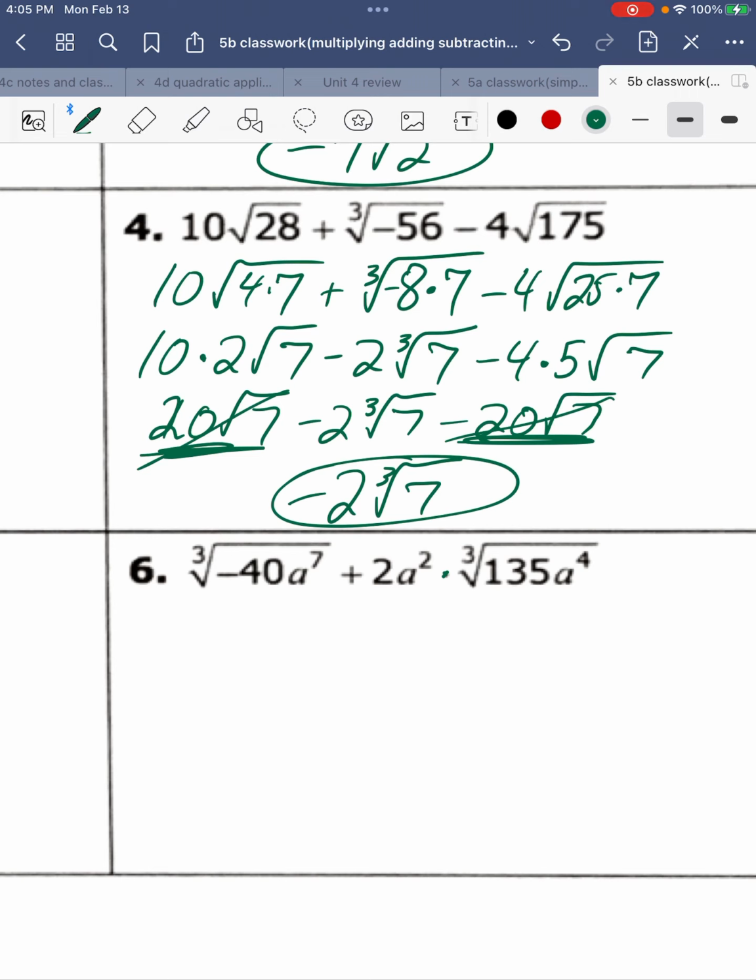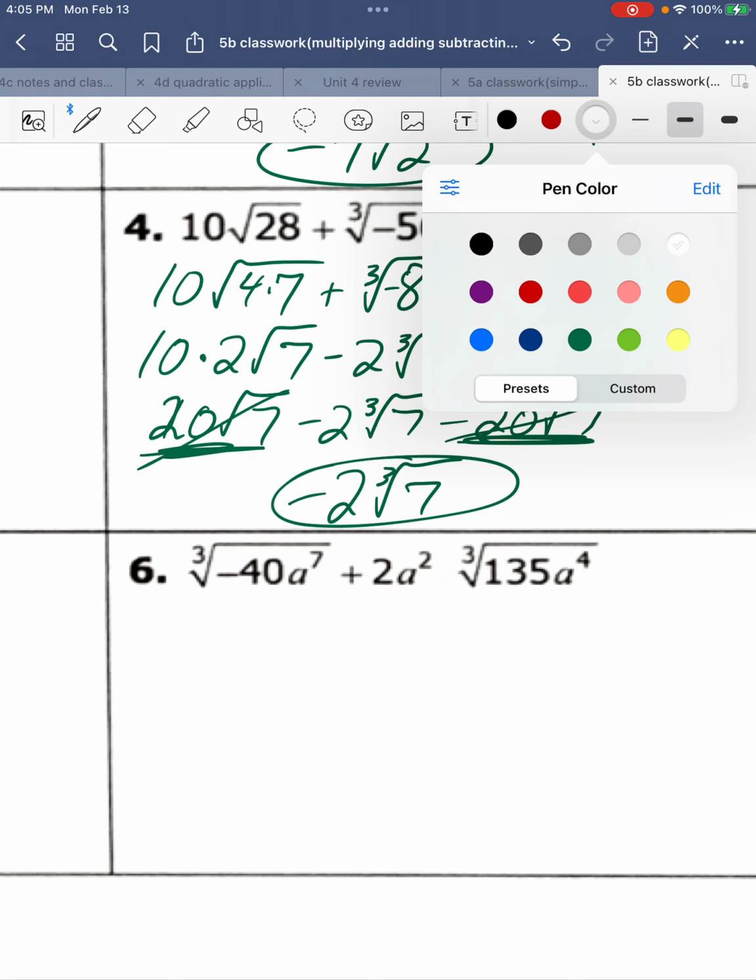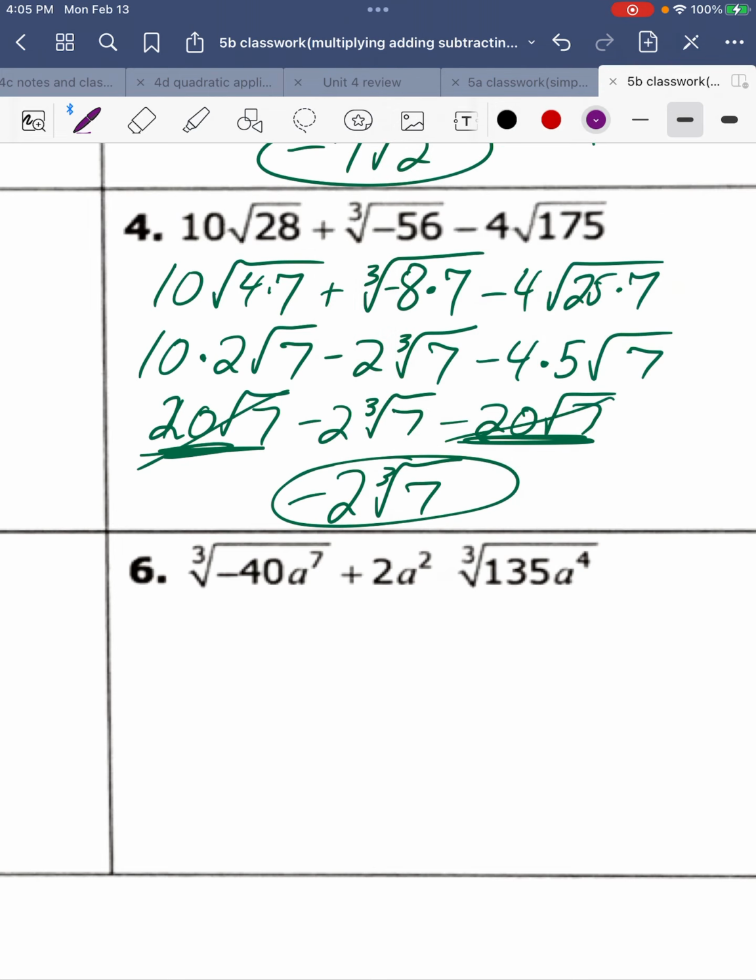All right, number 6. Don't be intimidated by this multiplication here. That multiplication is really pretty useless. It's the same as if it's not even there. So let's not really focus on it. It's implied that it's multiplication, any number on the outside when there's no operation in between, so it's always a multiplication. So cube root, negative 40 is negative 8 and 5, and a to the 7th.